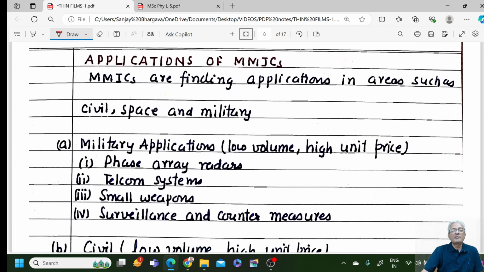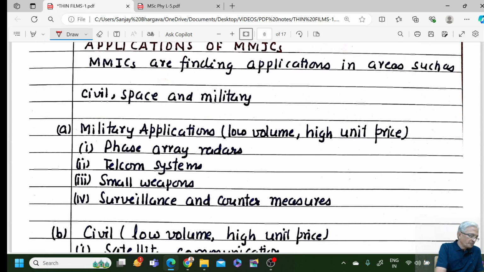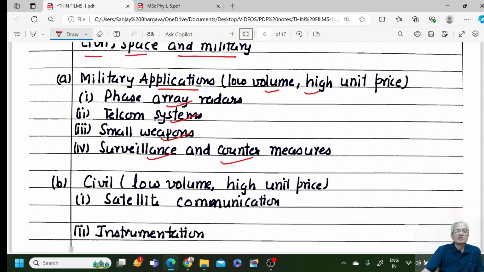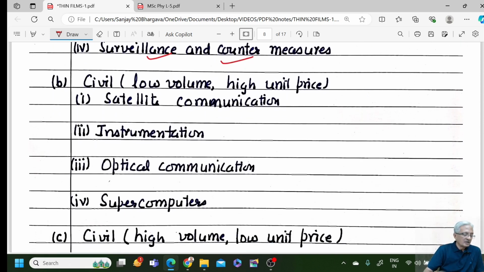Now what are the applications of MMICs? MMICs are finding applications in the areas such as civil, space and military. When it comes to the military applications, due to low volume, high unit price, they are used in phased array radars, telecom systems, small weapons, surveillance and countermeasures. When it comes to the civil applications, it is due to low volume and high unit price. They are utilized basically in satellite communication, instrumentation, optical communication and supercomputers.